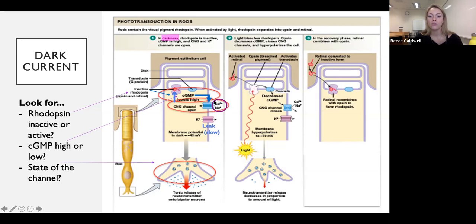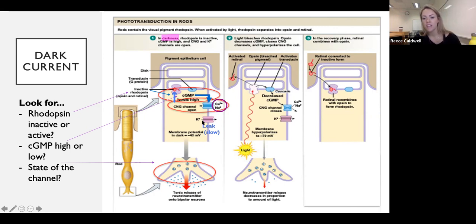This will allow for the influx, or the inflow, of calcium and sodium. Calcium and sodium, we know, exist in higher concentrations outside of the cell. So when we open up that channel, they can now move into the cell with their concentration gradient.